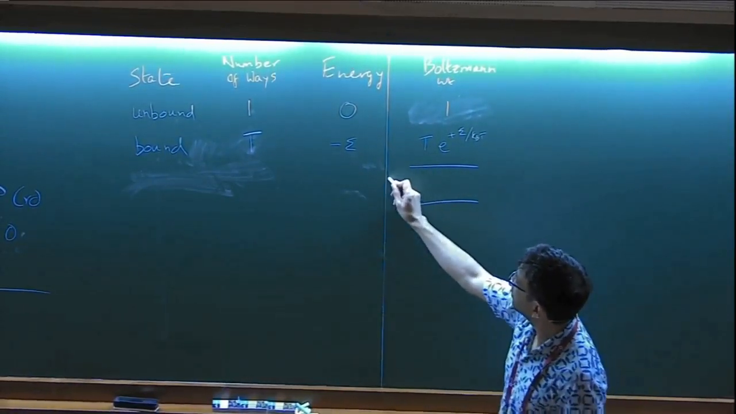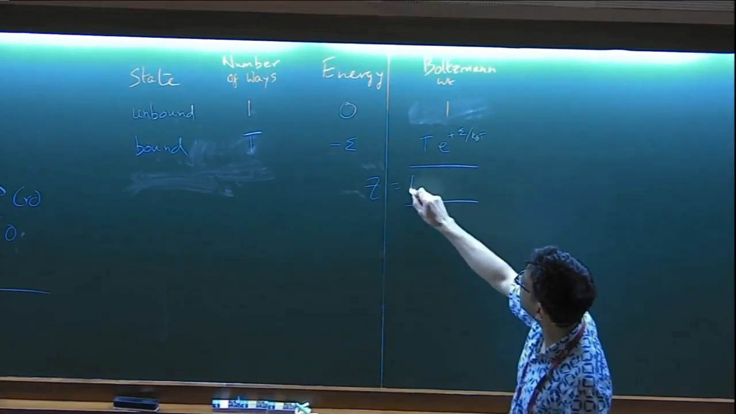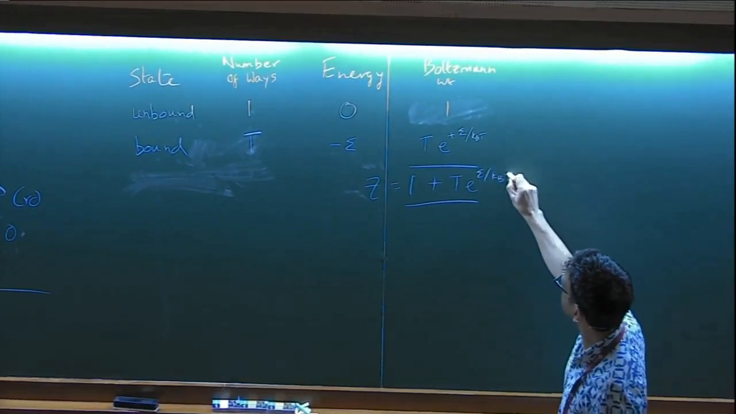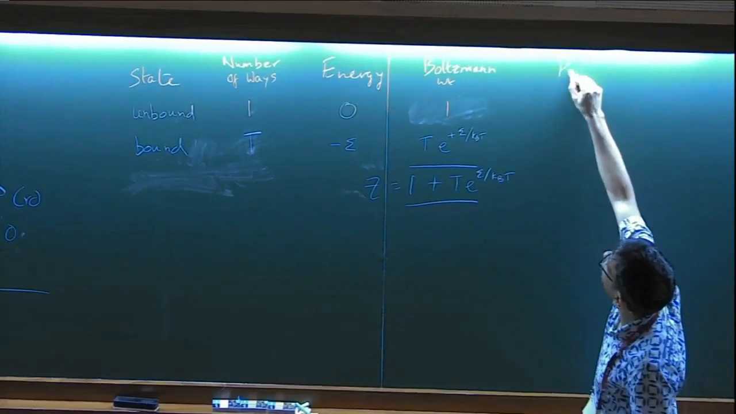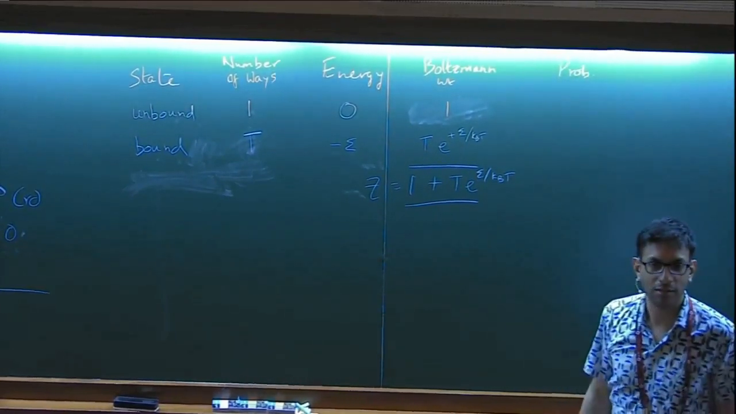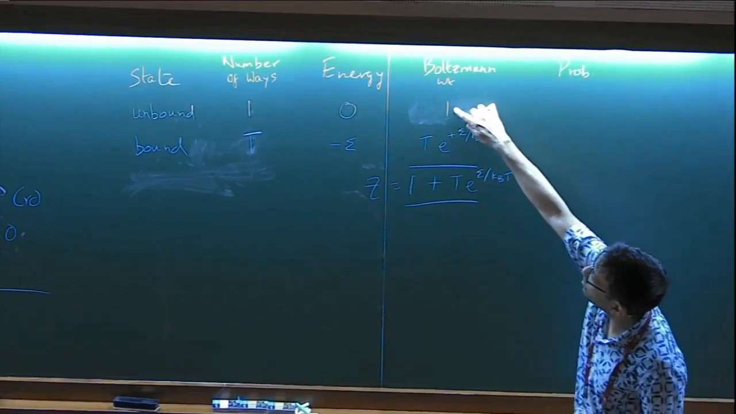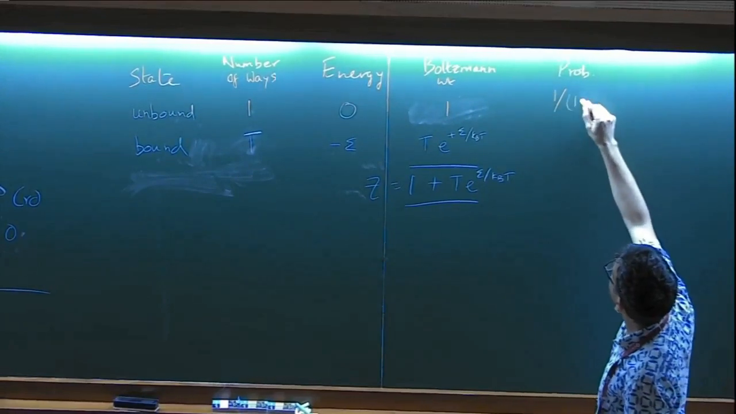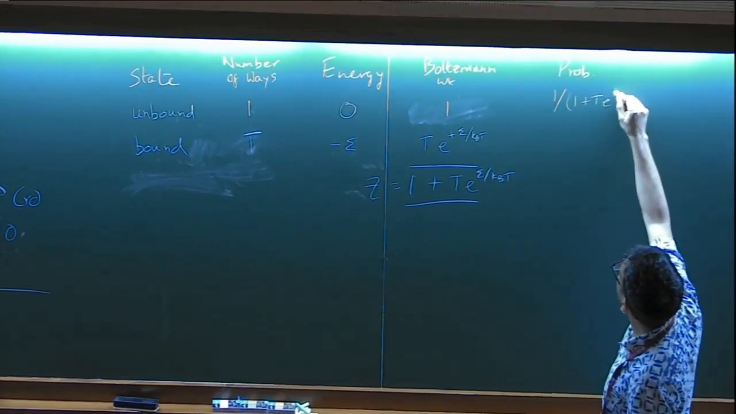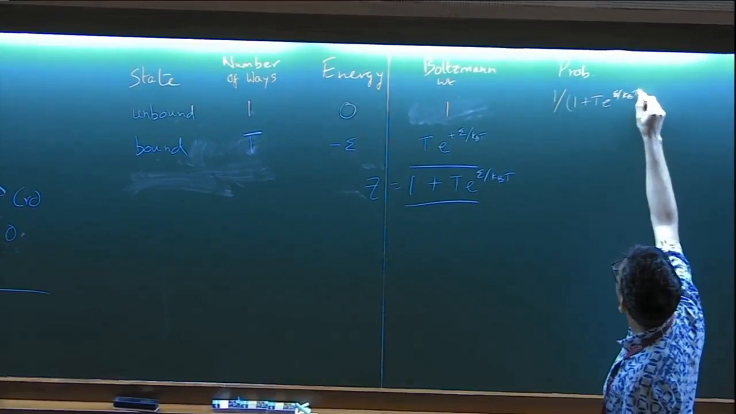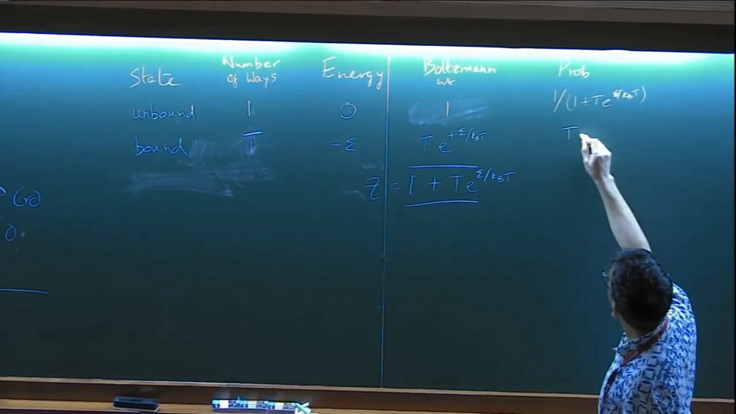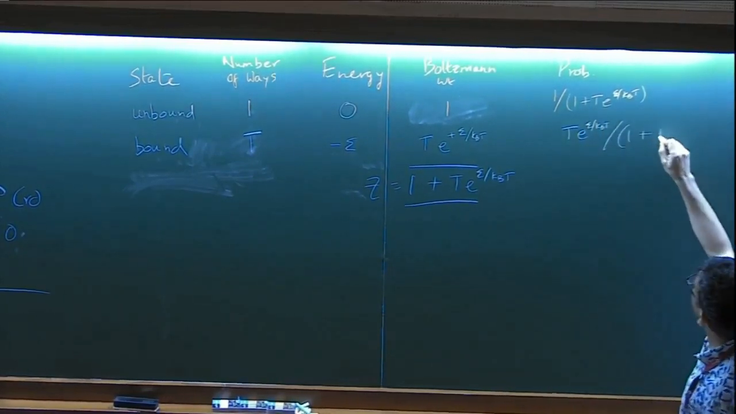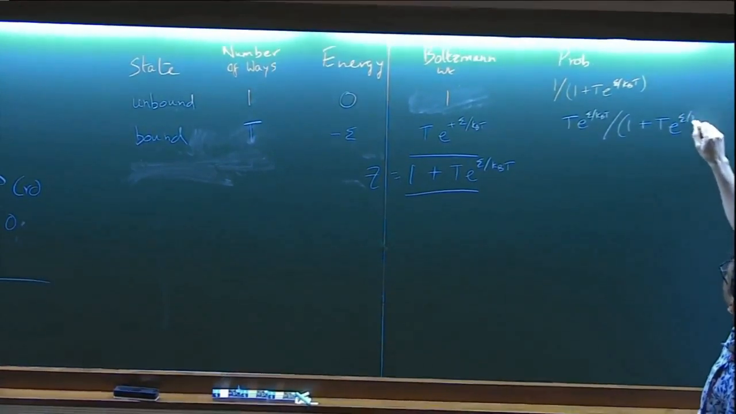And if you remember, this was the partition function. The partition function is just the sum of these. And finally, we can write down the probability of each state forming. The probability is this weight divided by the partition function. So the probability of this state is 1 over 1 plus T e to the epsilon by kBT. And this is T e to the epsilon by kBT divided by 1 plus T e to the epsilon by kBT.